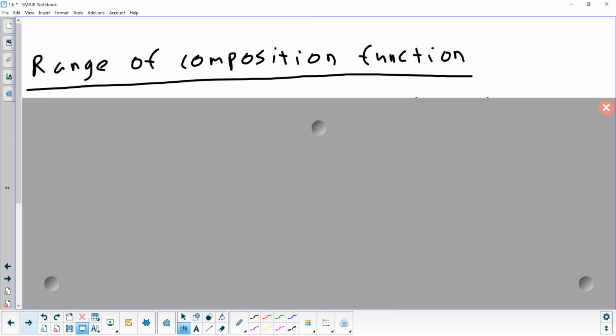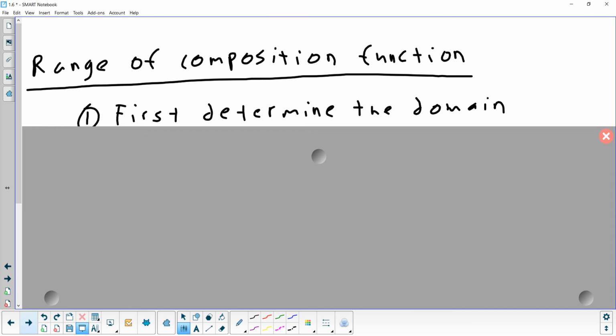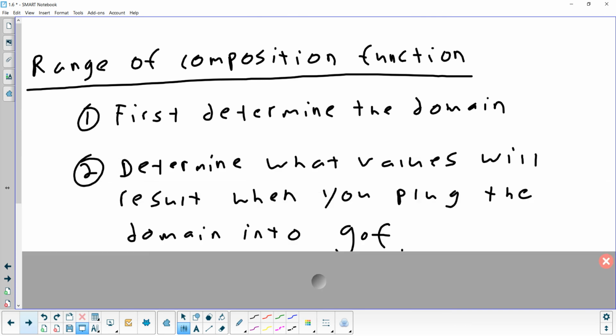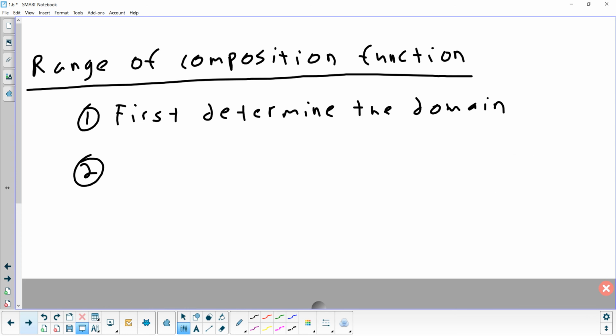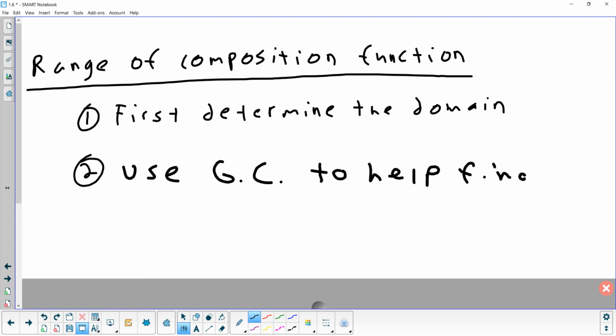All right, so let's try one with range. We're going to do another one with domain, but let's try the range too. So the easiest way to get the range is step 1, determine the domain. Step 2, we're going to use the graphing calculator to help find the range.